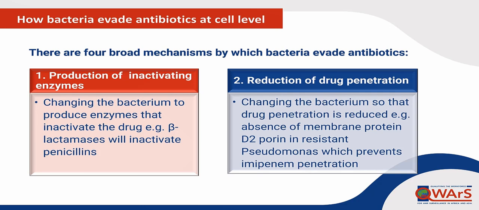Any alteration in the outer membrane by gram-negative bacteria, like changing the hydrophobic properties or mutations in porins and other factors, can create resistance. For example, absence of membrane protein D2 porin in resistant Pseudomonas prevents the drug imipenem penetration. Gram-positive bacteria lack this important layer, which makes gram-negative bacteria more resistant to antibiotics than gram-positive ones.